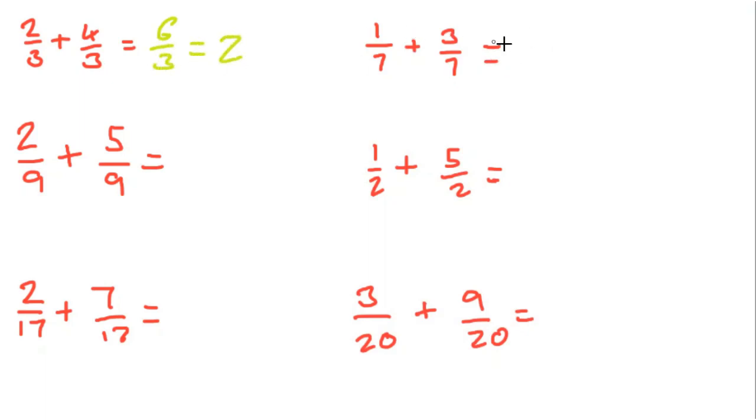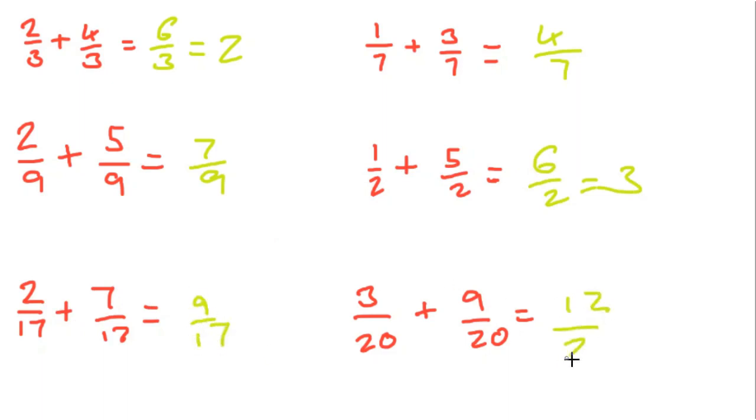This next one, 1 plus 3 is 4, so we have 4 over 7. 2 plus 5 is 7, so we have 7 over 9. 1 plus 5 is 6, so we have 6 over 2, that's equal to 3. Here we have 2 plus 7 over 17, that's 9 over 17. And then we get 12 over 20. And if we divide top and bottom by 4, this is the same as 3 over 5.